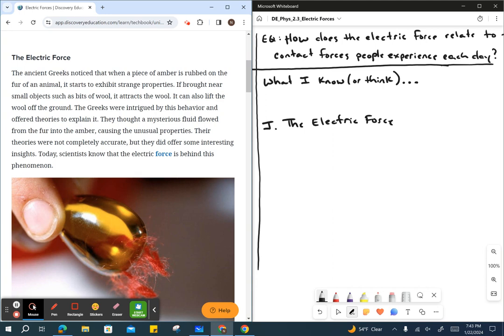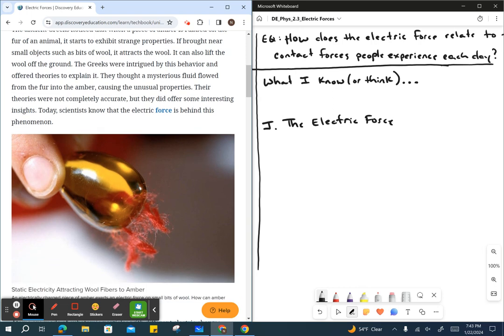Well, anyway, the Greeks found that you could rub amber, and it all of a sudden demonstrated this weird behavior where things would be attracted to it. As you can see in this picture, perhaps a little bit of fabric, wool perhaps, is attracted to that. And this was mysterious to the Greeks. They didn't know what to make of it exactly. But if you take a look in your text there, today, very bottom line here, scientists know that the electric force is behind this phenomena.